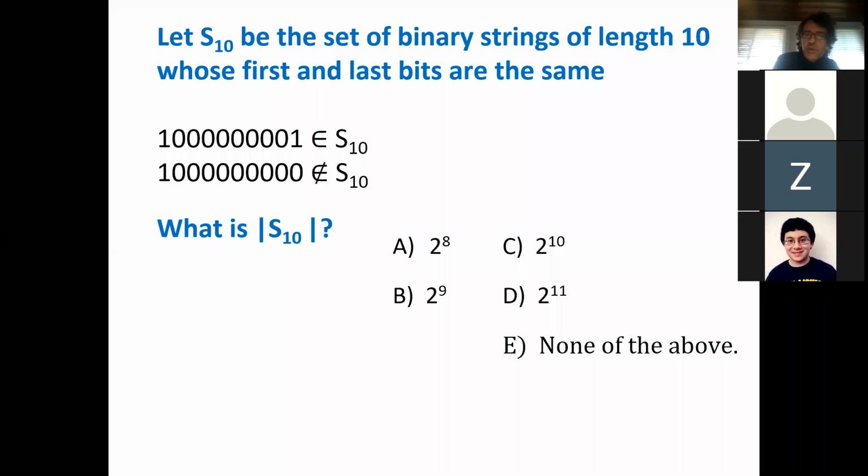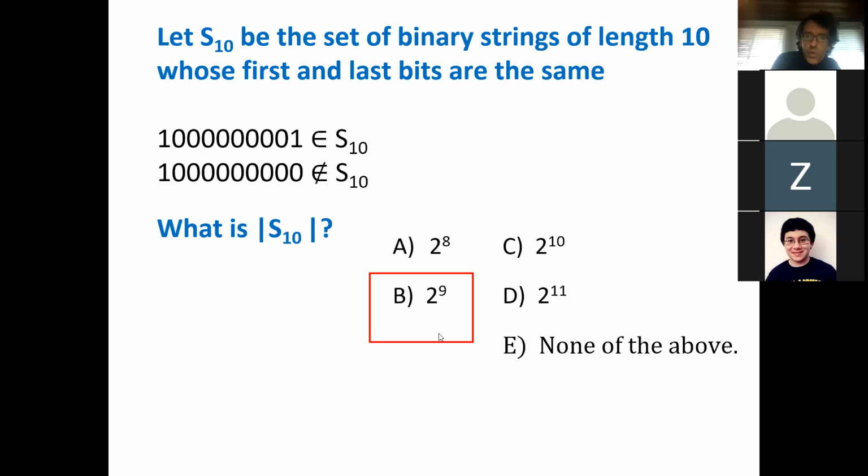Okay. So let's say you have binary strings of length 10, but you have a constraint. First and last bits are the same. How big is this set? Okay, nobody chips in. Okay, people chip in. B, yes, right. Good.